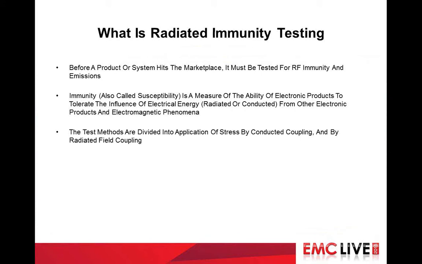What is radiated immunity testing? Immunity is the ability of electronic products to tolerate the influence of electrical energy from other electronic products. It's also called susceptibility. Before a product or system is released into the marketplace, it must be tested for RF immunity or emission testing. The immunity test method is divided into two categories, conducted and radiated.